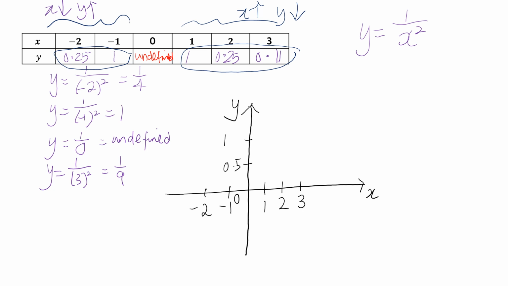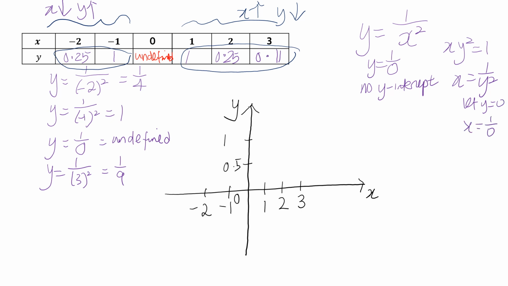And if you were to do this to find your y-intercept, what am I doing? Sorry. I need to make x the subject. Okay, so if you're going to find the y-intercept by letting x be 0, you have 1 over 0, which is undefined, so therefore there's no y-intercept. And if you let y equal 0 to find your x-intercept, again you have x equals 1 over 0. Again, it's undefined, so there's no x-intercept.